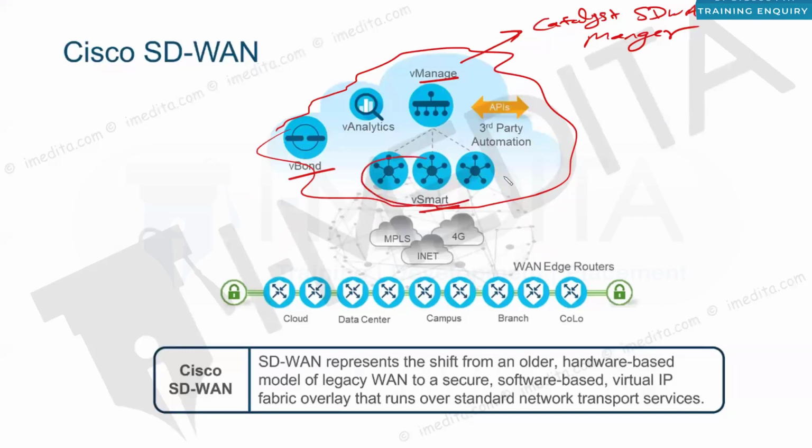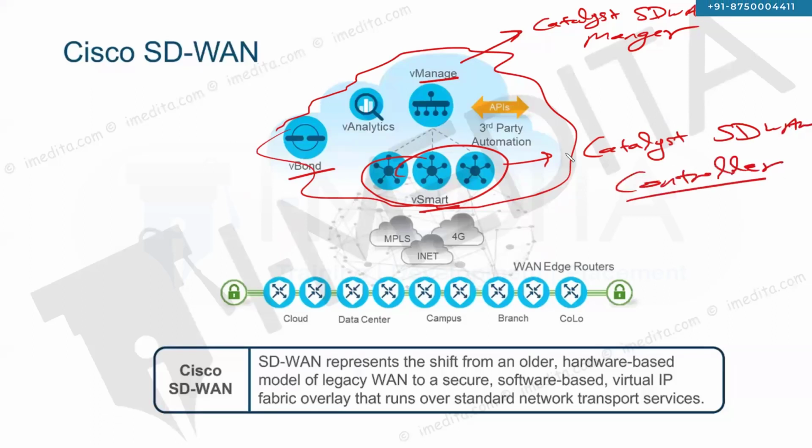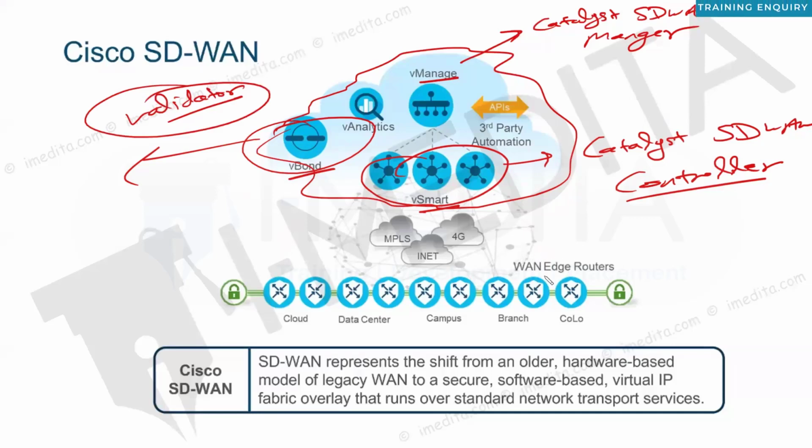The vSmart is now Catalyst SD-WAN Controller. Then vBond, they call it Catalyst SD-WAN Validator. The WAN edge routers are still WAN edge routers, Catalyst SD-WAN WAN edge routers, right? But yes, the Cisco SD-WAN has been renamed as Catalyst SD-WAN now, right?